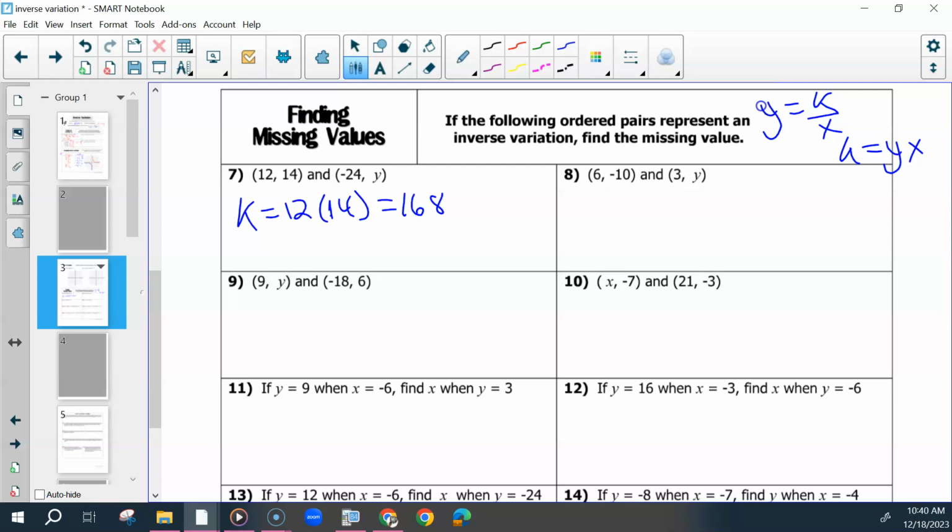Then take whatever you're missing, set that up in your equation, your y equals k over x. We don't know what y is, so keep that as y. Our k value is 168 divided by x, which is negative 24. What is our y value? Negative 7. Right. And just like before, if I multiplied negative 7 and negative 24, I should get 168. That's how you would check yourself. Questions on this process?